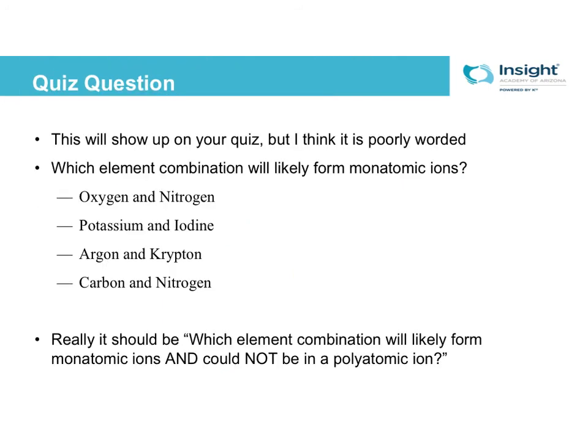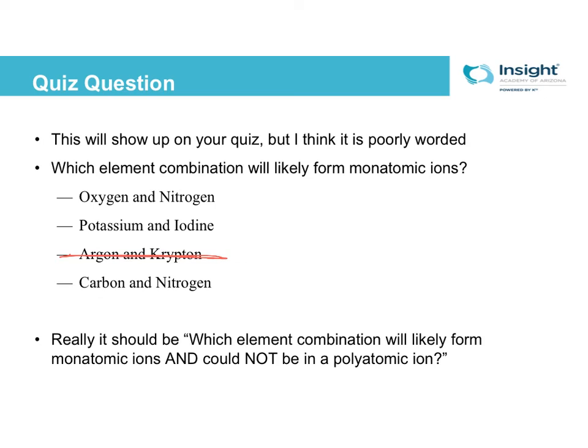So I won't throw this in here because this is going to show up on your quiz question, and honestly, the way it is written, this is actually a really poor question. But it says, which element combination will likely form monatomic ions? So I think what they are saying is that they would form opposite ions, or they couldn't possibly go into a polyatomic ion, and they would actually form monatomic ions. So for me, the trick to this was argon and krypton are noble gases. They're not going to form monatomic ions at all.